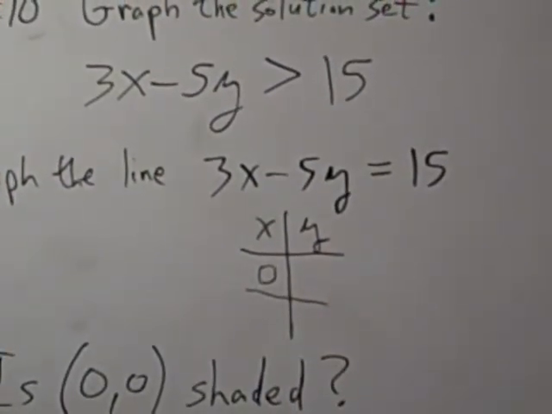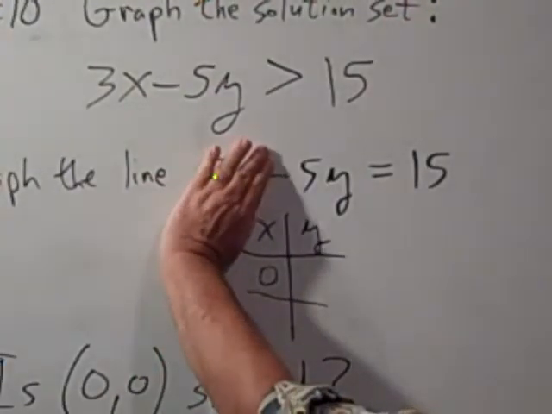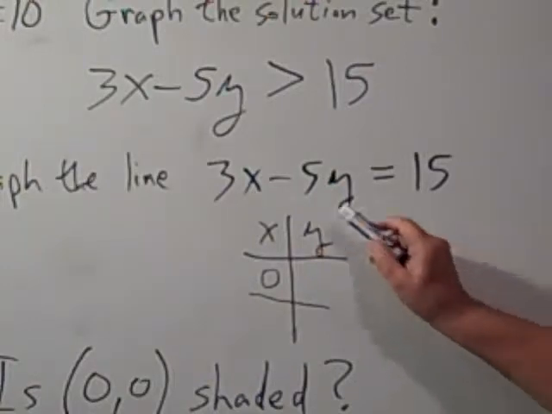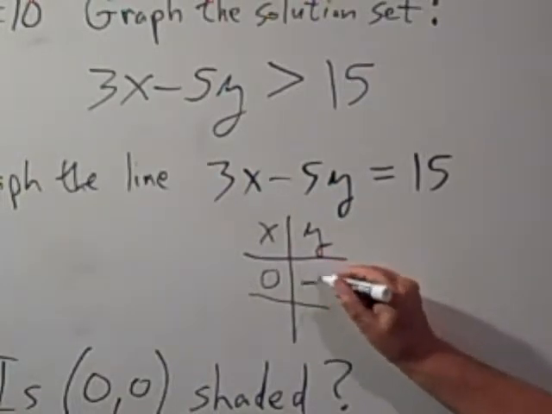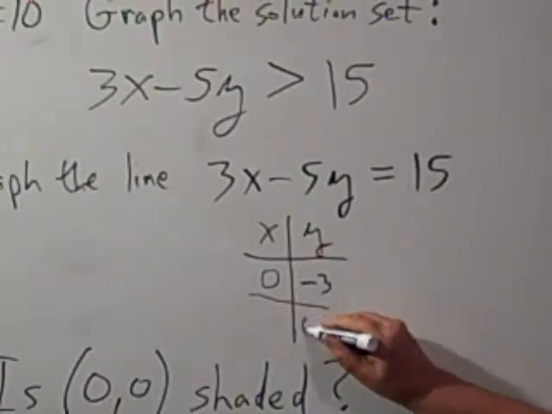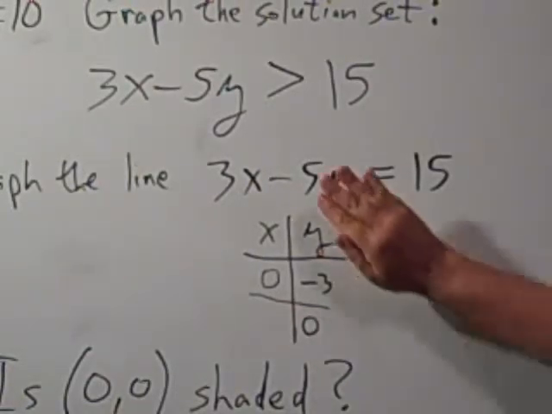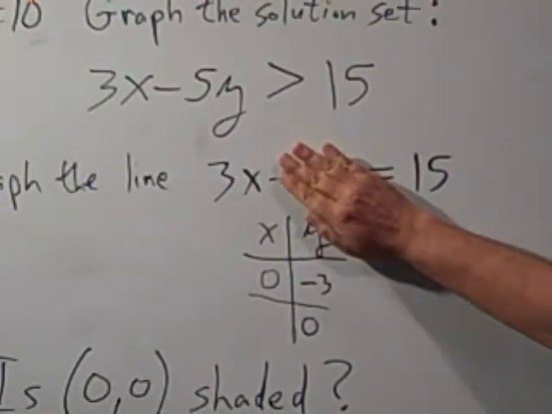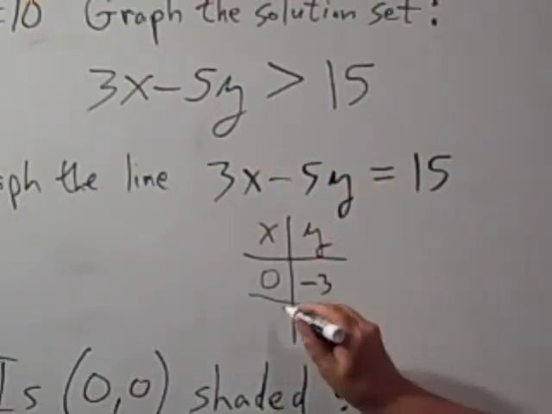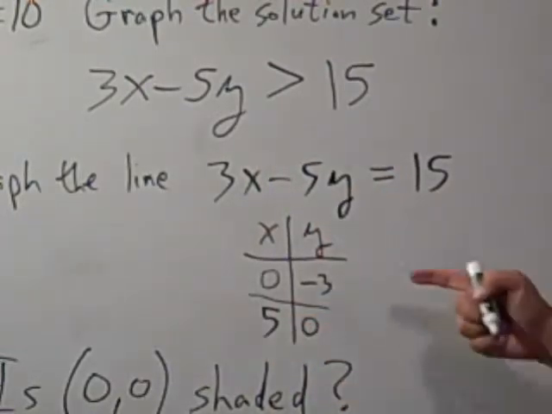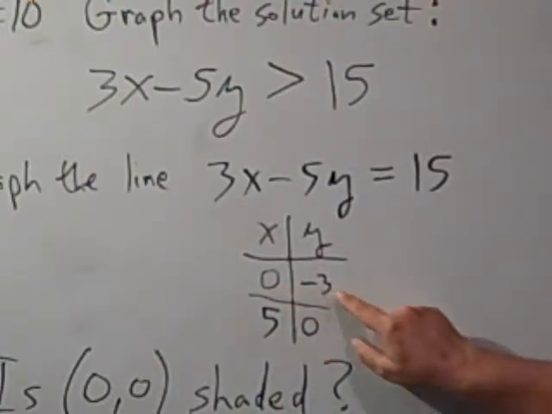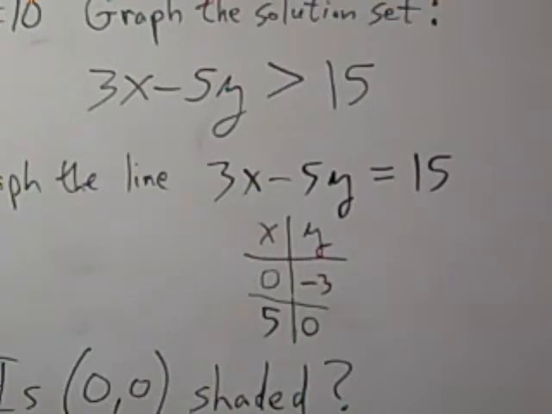If x is 0, then this whole first term vanishes, and it's negative 5 times what equals positive 15. Well, negative 5 times negative 3 will be a positive 15. We could also plug in a 0 for y and see what x must equal. 3 times 5 is 15, so if y is 0, x must be 5. And we found our y-intercept and our x-intercept. Notice that x equals 0 when you have your y-intercept and y equals 0 when you have your x-intercept.